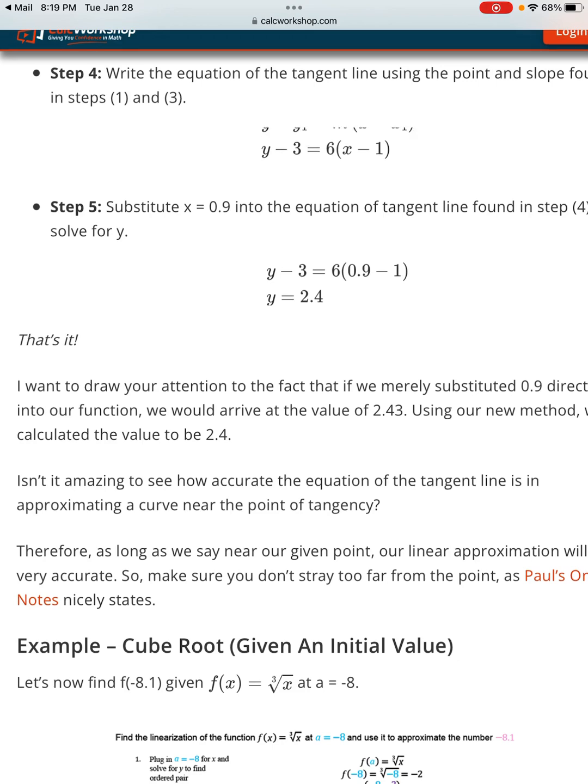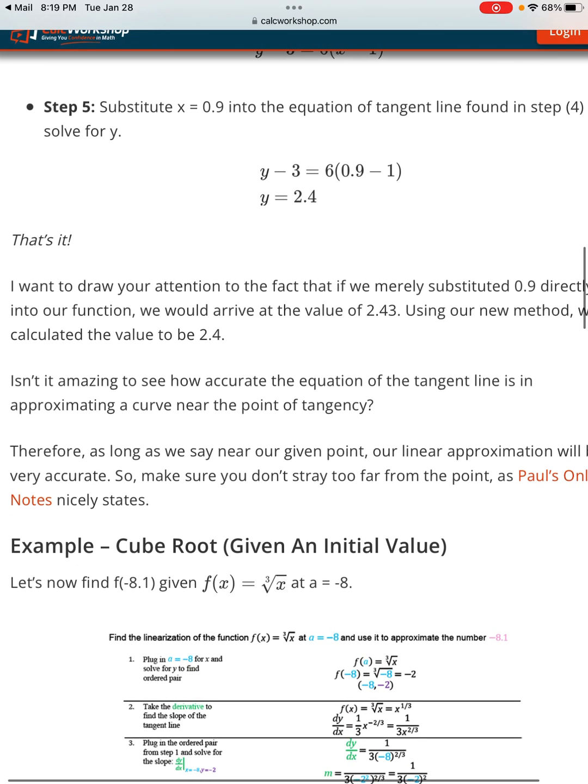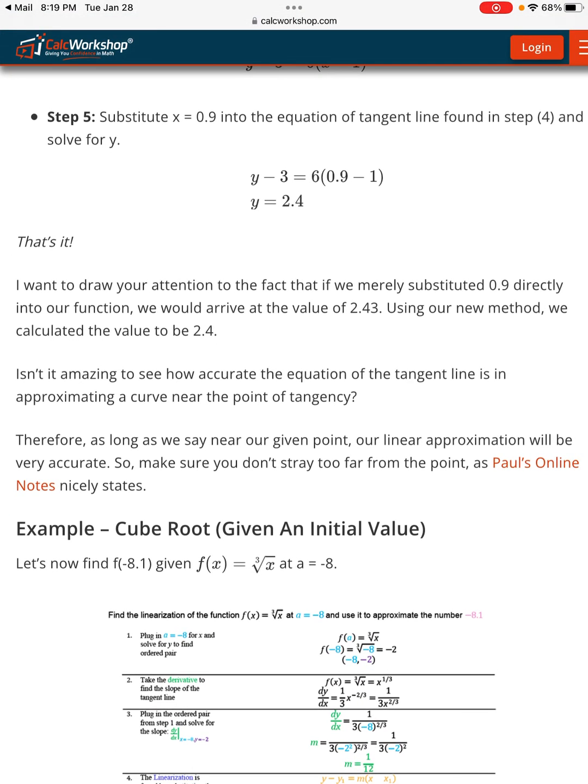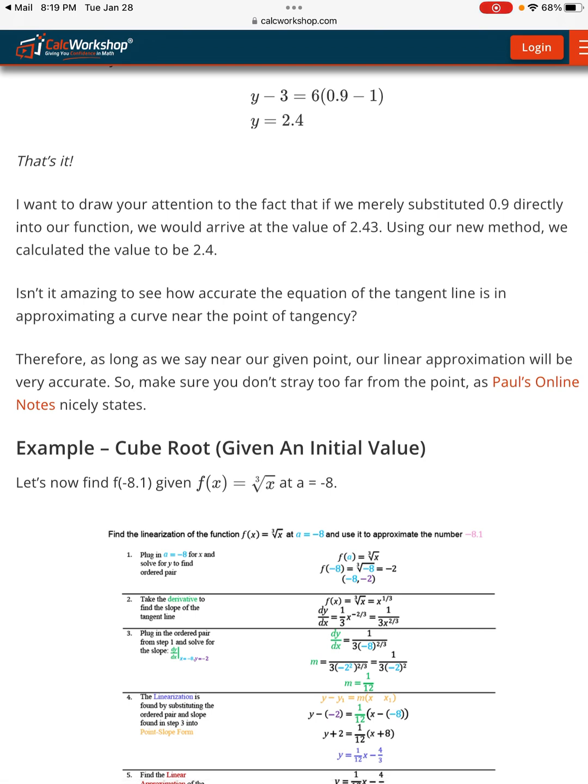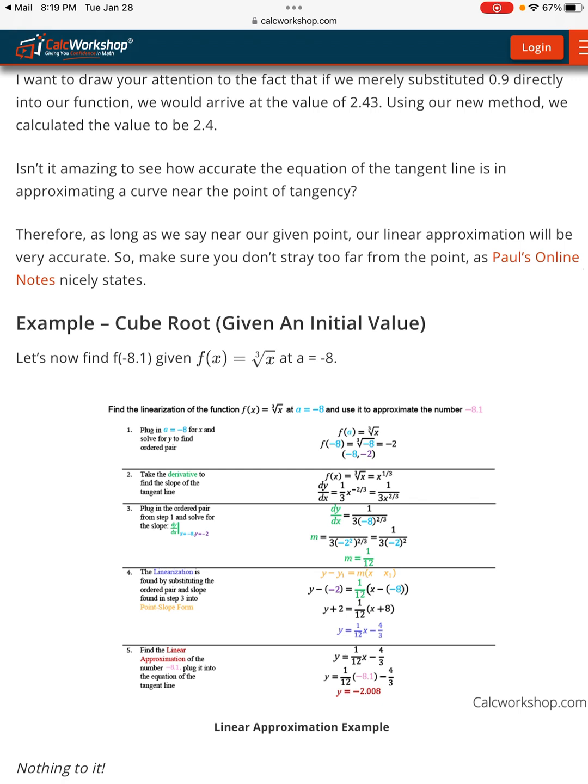That's it. Now, I want to draw your attention to the fact that if we merely substituted 0.9 directly into our function, we would arrive at the value of 2.43. Using our new method, we calculated the value to be 2.4. Isn't it amazing to see how accurate the equation of the tangent line is in approximating a curve near the point of tangency? It is amazing because it's God's creation and he made it that way. Therefore, as long as we stay near our given point, our linear approximation will be very accurate. So make sure you don't stray too far from that point.